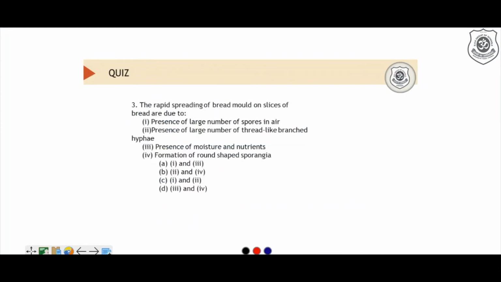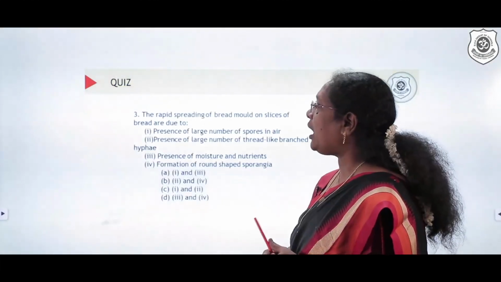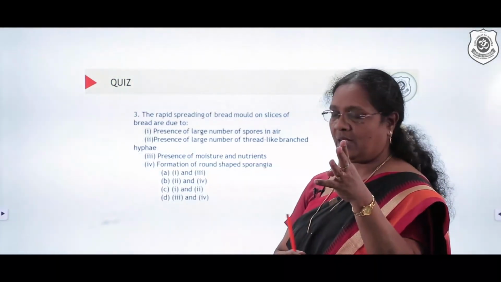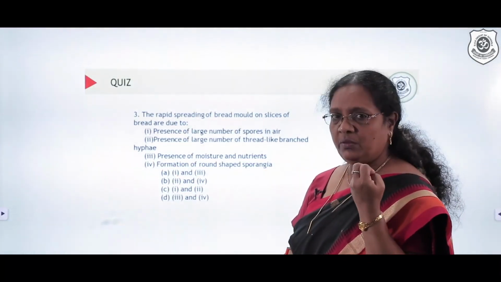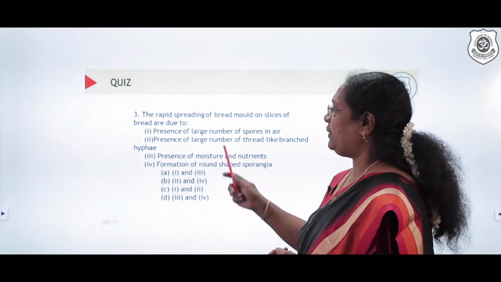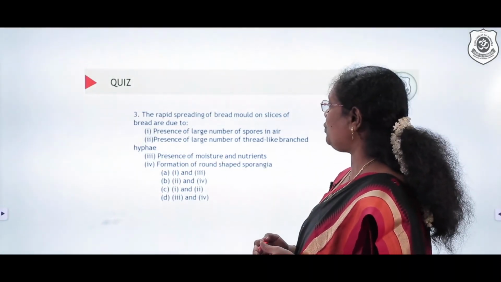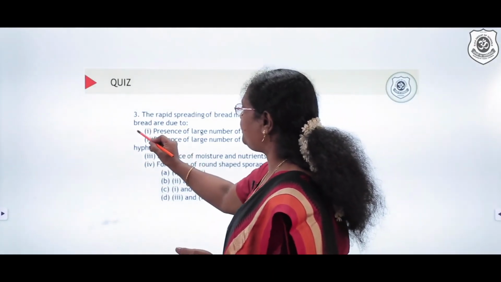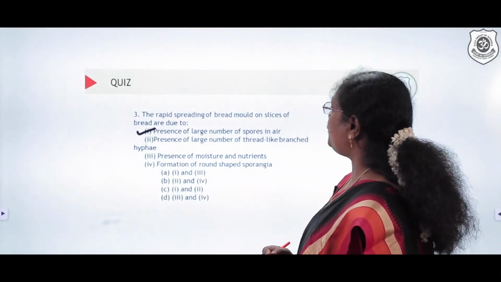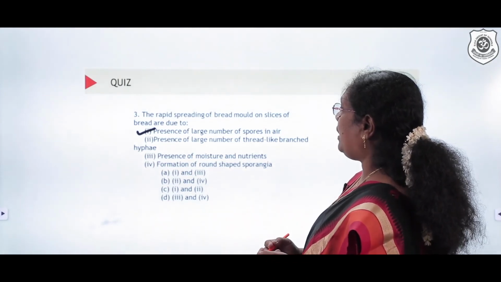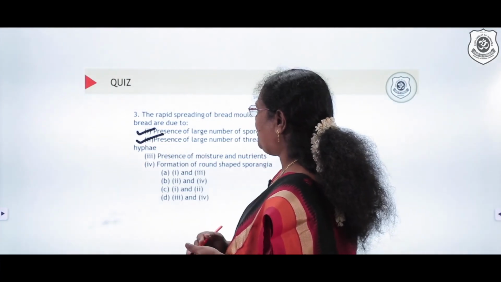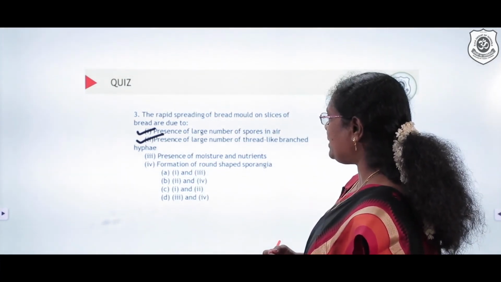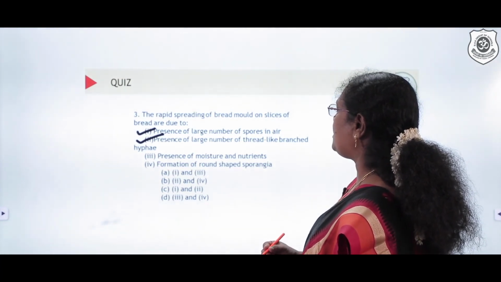We'll go to one more question. The rapid spreading of bread mold on a slice of bread is due to, I've given 4 options, A, B, C, D, which have 2 options each. So we have to read through, try to understand, and pick the right one. It says the presence of a large number of spores in air, the presence of a large number of thread-like branched hyphae, presence of moisture and nutrients, formation of round-shaped sporangia.